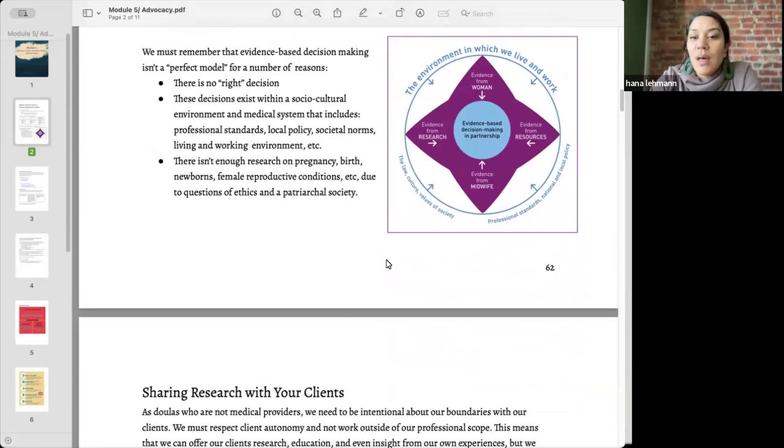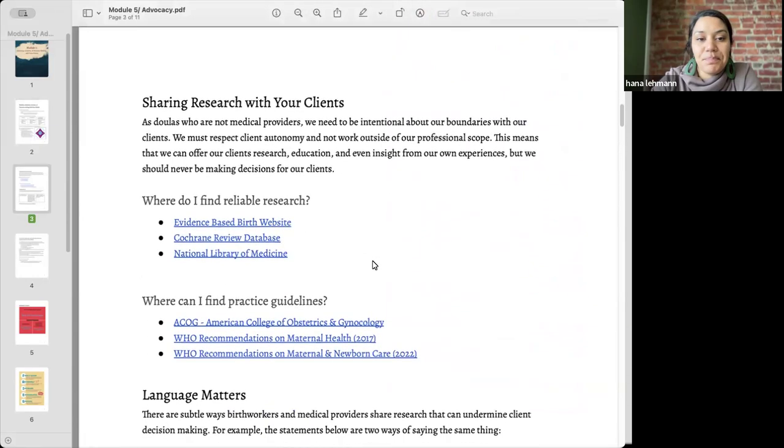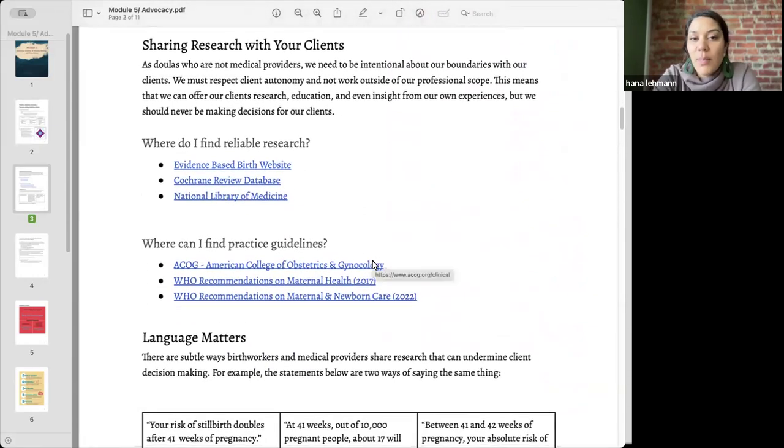So let's see. All right. So, talking a little bit about sharing research with your clients, because this is going to be part of that educational support pillar of doula care. Just remembering that doulas are not medical providers, we need to be really intentional about our boundaries with our clients. We must respect client autonomy and not work outside of that professional scope. So, we're not really diagnosing anything. But one way we can still support our clients is by offering our clients research, education, and even insight from our own experiences.